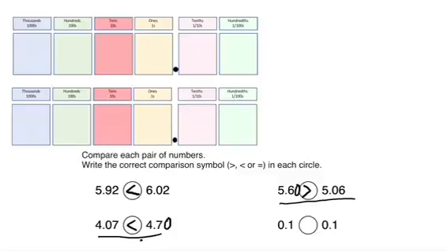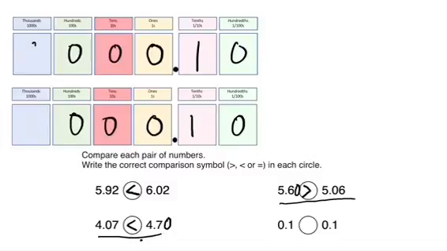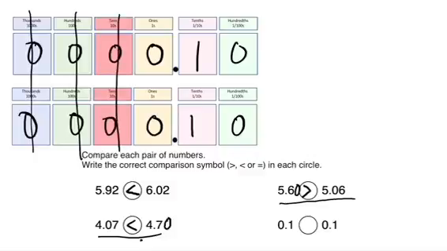And then finally, 0.1 and 0.1. Let's just fill in all the gaps. They're the same, doesn't help, they're the same, doesn't help, and they're the same, it doesn't help. Well, they're the same number, which means we put the equals sign in, because equals means the things on either side of me have the same value. They are in effect the same.